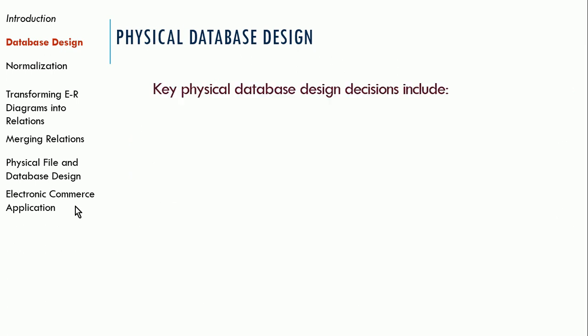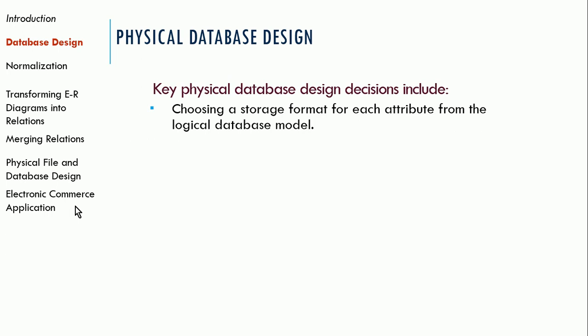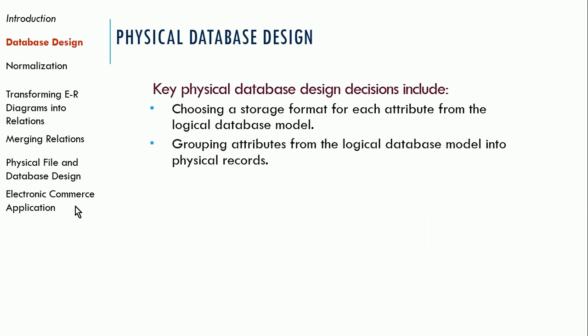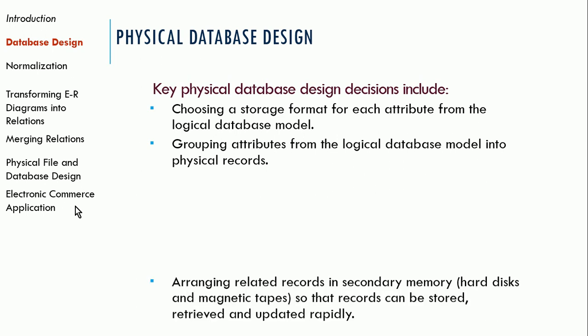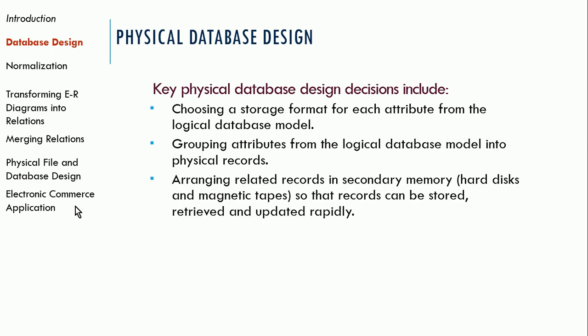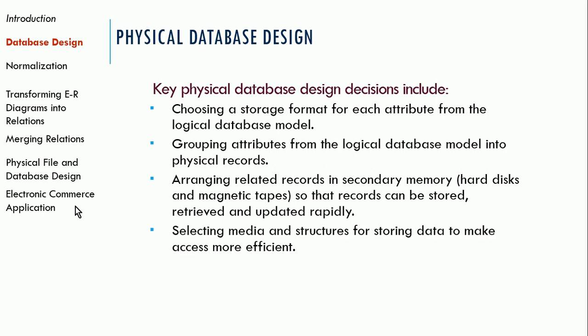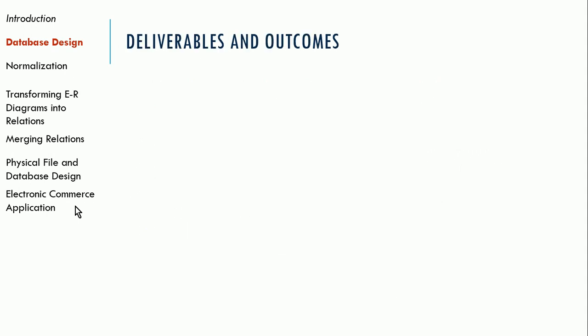So, physical database design. Some key decisions we have are choosing a storage format for each attribute from the logical database model, which I'm going to talk about later on. Grouping attributes from the logical database model into physical records, and arranging related records in secondary memory, like hard disks, magnetic tapes. That's 1994 called, and wants their technology back. But in any event, we have to think about what these different storage media are going to look like. Selecting media and structures for storing data to make the access more efficient, and so forth. So these are all things that database teams will typically do.